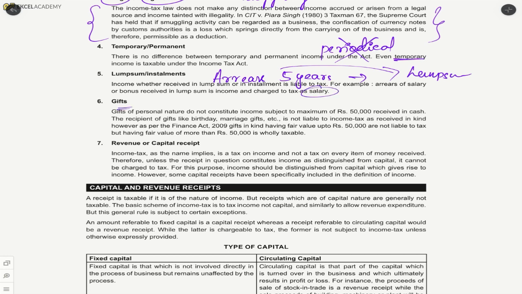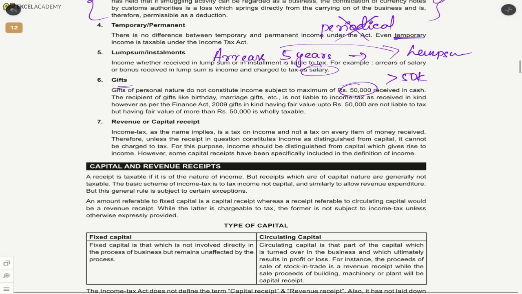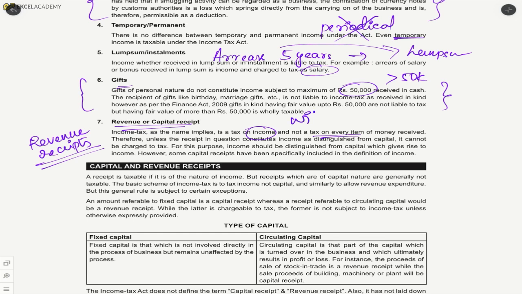Then gifts, we have already seen, up to 50,000 it is exempt. The moment it crosses 50,000, the entire amount shall be taxable. There are of course various provisions. We'll look into these provisions when we take up the head income from other sources. Revenue or capital receipt. It taxes income and does not tax every item of money received. As the name itself says, it should be a revenue receipt. Generally, only the revenue receipts are chargeable to tax. Let's say you receive some amount by way of a will. In that case, it will not be taxed. But in some cases, even capital receipts will be taxed. We'll look into that later.